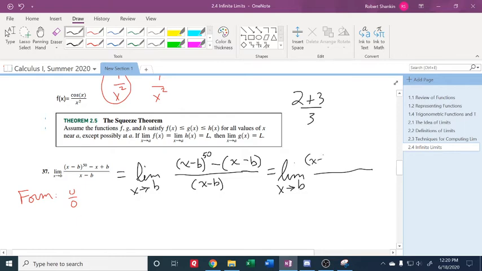x minus b. What's going to be left over from this first term is x minus b to the 49th, one power less, minus, and if I factor out x minus b from here, I get a 1. Again, if I distributed this x minus b to here, I'd recover this one. So I'm checking my work. If I distributed this to this, I'd recover this, all over x minus b.